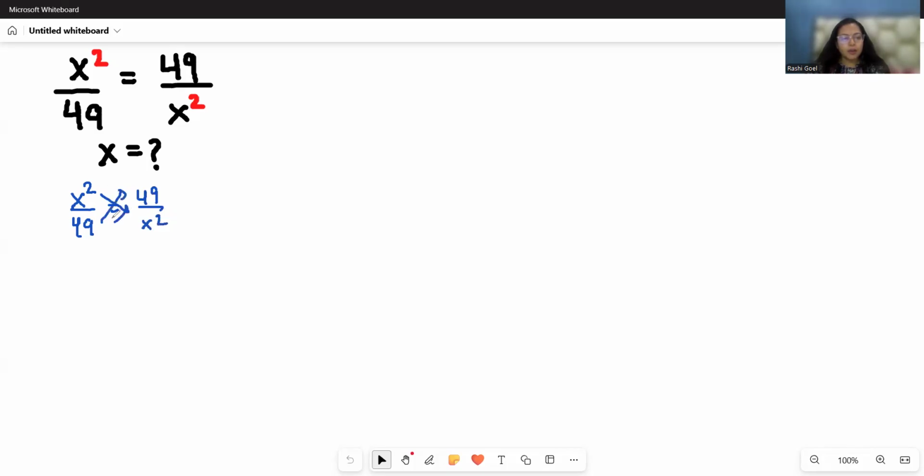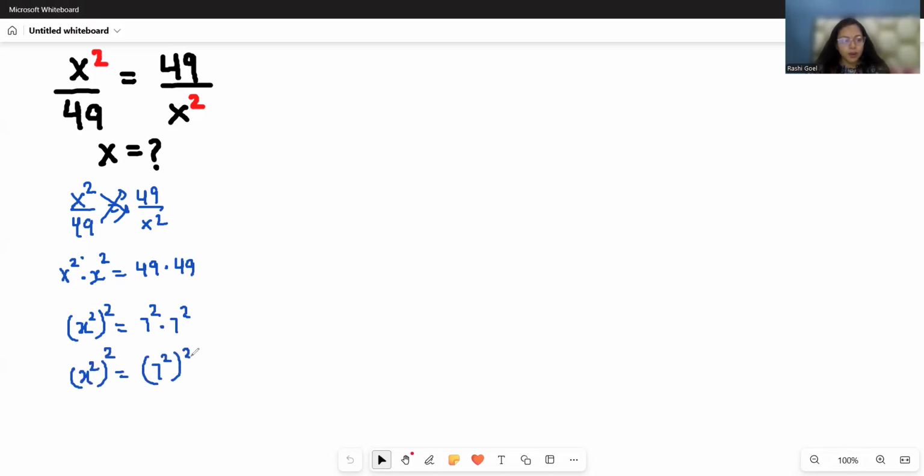If I do cross multiplication, it becomes x² times x² equals 49 times 49. So this becomes (x²)². 49 I can write as 7² times 7². So (x²)² equals (7²)².